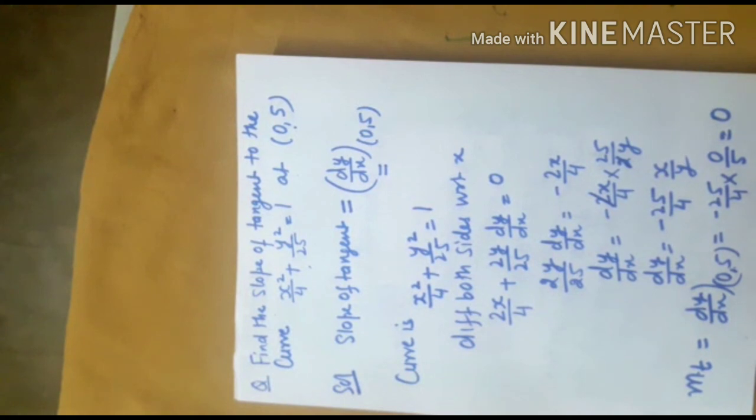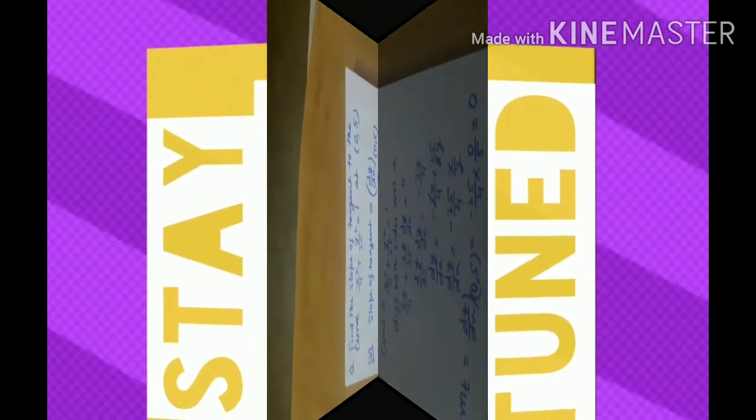And yes, tangent is a line. When the slope of a line is equal to 0, then it means the tangent will be parallel to the x-axis.